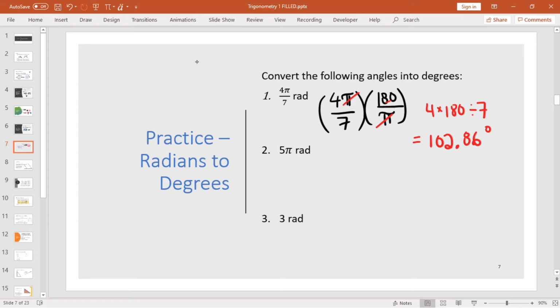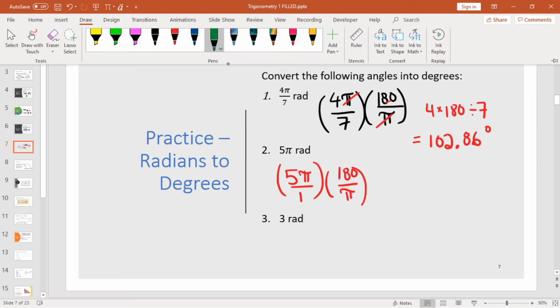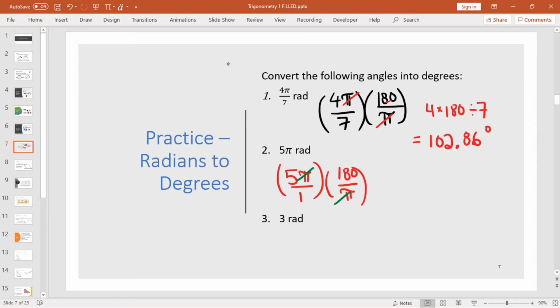Okay. Number 2, we have 5 pi, and we're going to multiply it by, looking at it like that, 180 over pi. Once again, my pi's will cancel, and I have 5 times 180 divided by 1, and that's going to be a nice number, 900 degrees.